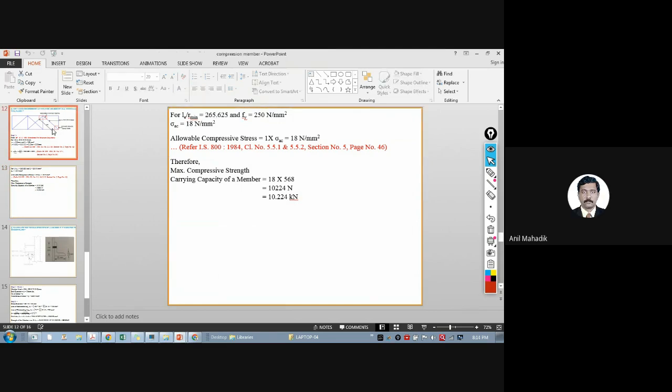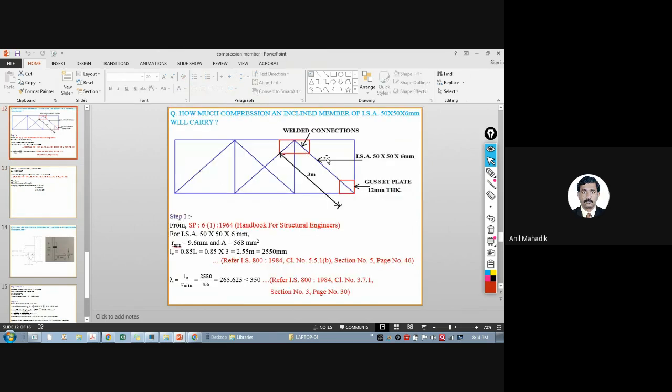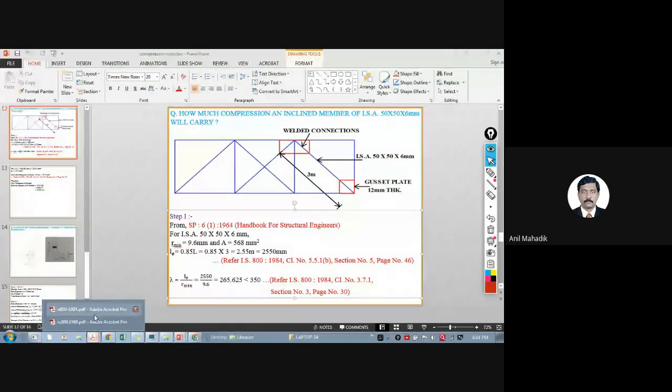Because see, we cannot change the length because this is a geometrical property of the truss. So we can't control this. Yes, there are ways I can have one pi member, but generally it is not done in trusses. Generally, I'm saying it's not hard and fast. But yes, I can change the R value by increasing the size. So instead of 50-50, I can go for 75 by 75 or 100 by 100. And then this value will reduce.